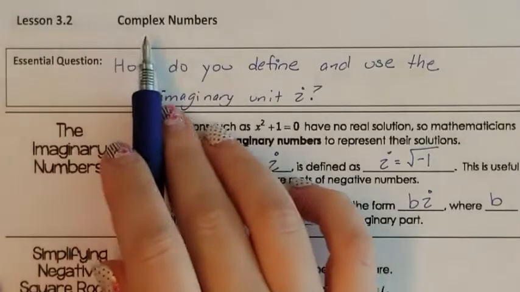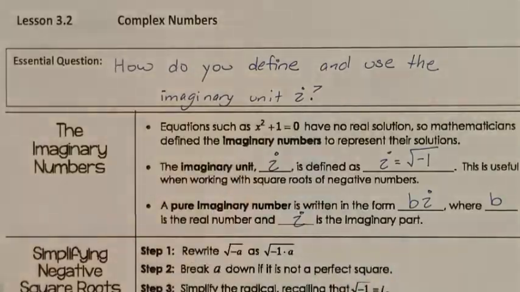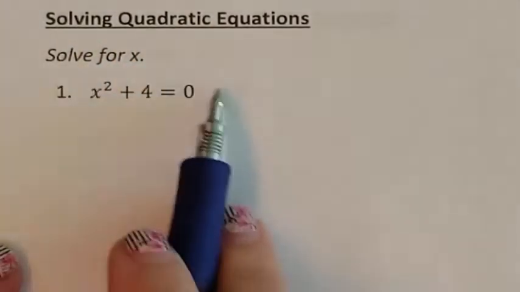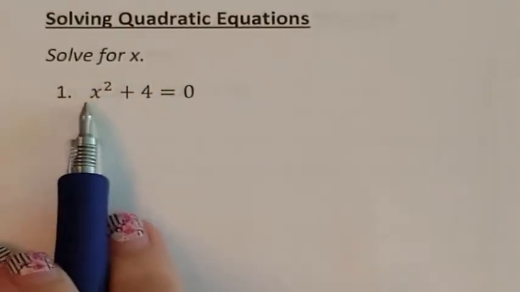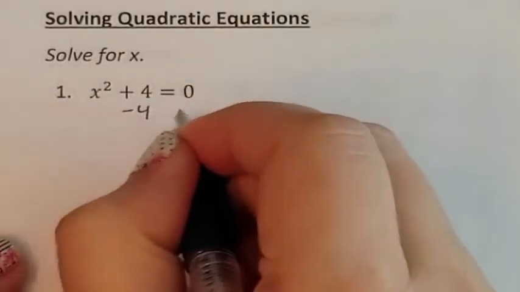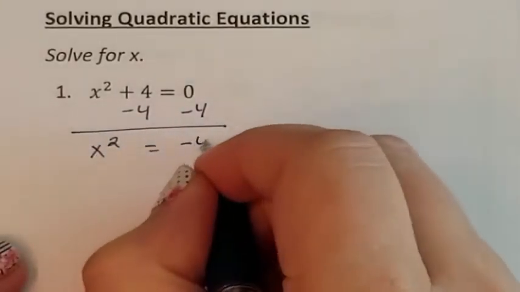Lesson 3.2, complex numbers. How do you define and use the imaginary unit i? So we're now being asked to solve quadratic equations for x. Because this is an x squared and there are no other x's here, I know I can solve this problem using square roots. So we're going to subtract the 4 from each side. So this is x squared equals a negative 4.